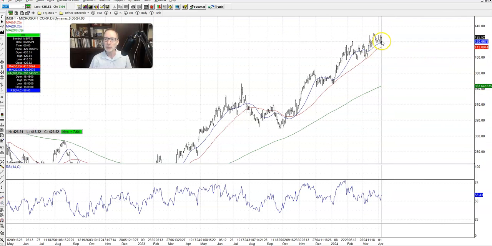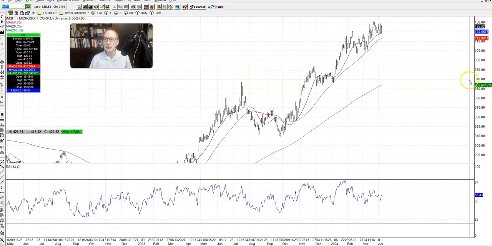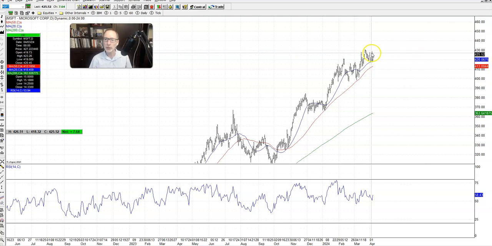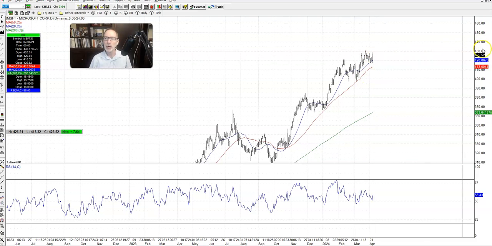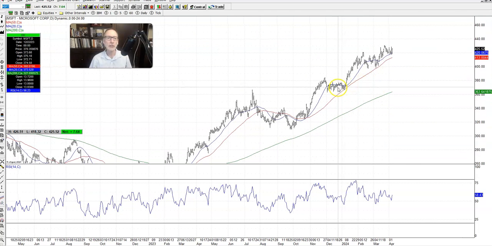Had the pullback, this one week of pullback, sitting right on the 20-day moving average, and it bounced. You can see the little dash mark on the right side of the bar is where it closed for the day. So the bottom of the bar is the low of the day, and it closed up here near the high of the day. So Microsoft still strongly trending higher.